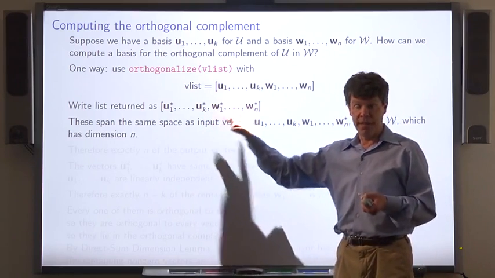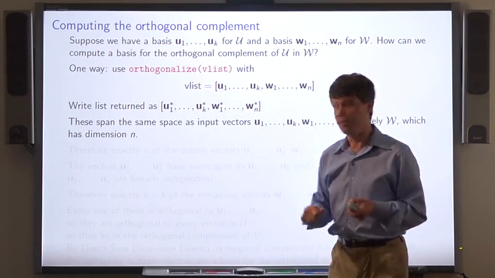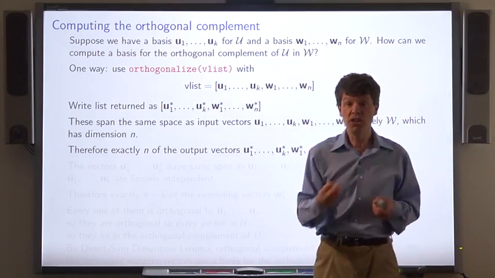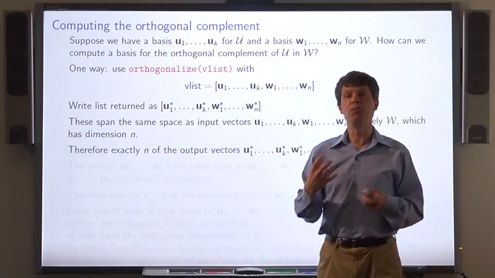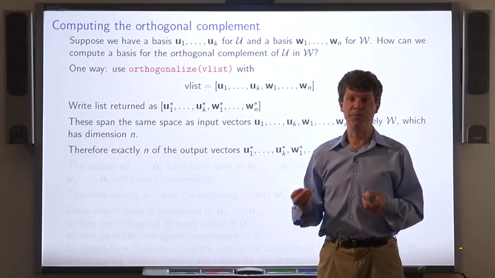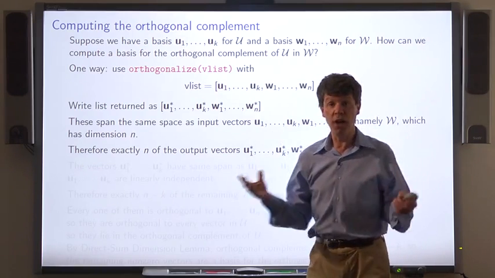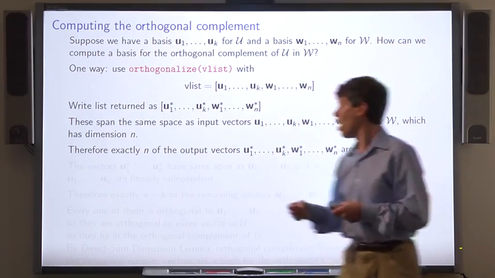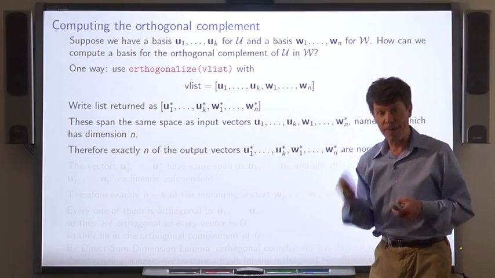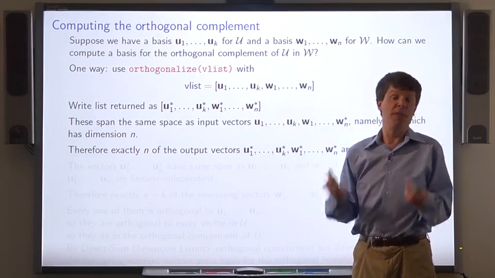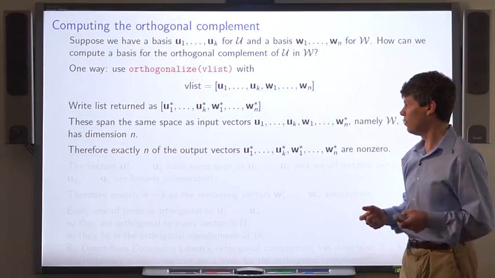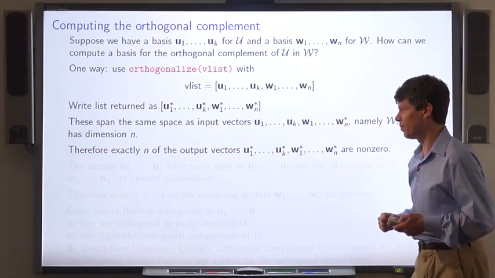So the space they span also has dimension n. We saw earlier that the non-zero vectors in the list output by orthogonalize form a basis for the space spanned by the input vectors. So the non-zero vectors in this output list are a basis for an n-dimensional space. Therefore, there must be n of them. So the number of non-zero vectors in the output is exactly n.